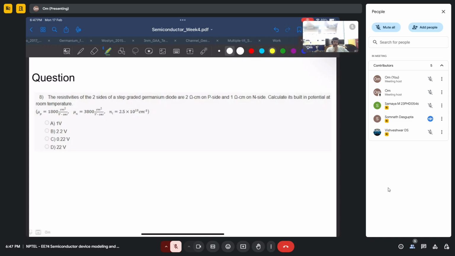Sir, if the answer is 0.22, yes, the answer is 0.22 volts. But sir, it is electron volt, na? No, this is volts. It's built-in potential, right? Potential will be in volts. Okay, okay, sir.